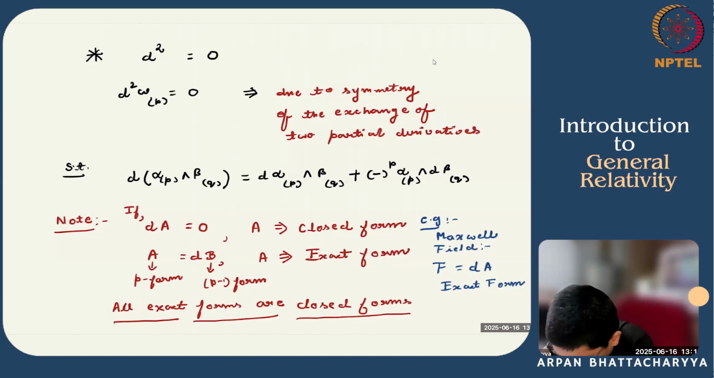Now, just like the ordinary derivative, this also follows the Leibniz identity, and we leave that for you to show. So you take two forms, a p-form and a q-form, and take a wedge product, and d acting on them will be distributed on them. But you have to be careful about this sign here.